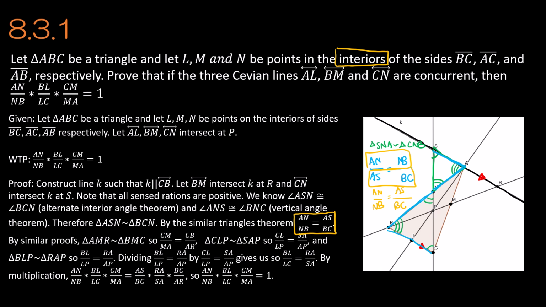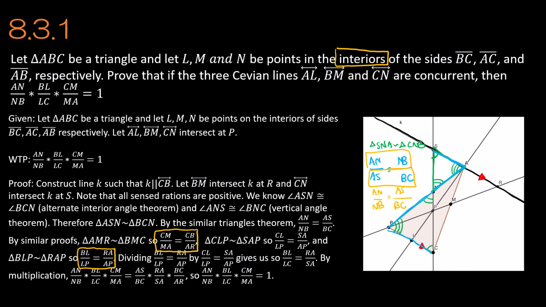By doing that same process, we're going to say that CM over MA is equal to CB over AR. We're going to say CL over LP is equal to SA over AP, and BL over LP is equal to RA over AP. Again, was that a lot of work that I kind of skipped over? Yes, but in proofs, it's best not to get too wordy. If I'm following the exact same process to show that two triangles are similar, and then using the same reasoning for showing that ratio, then you don't need to waste your time writing everything out.